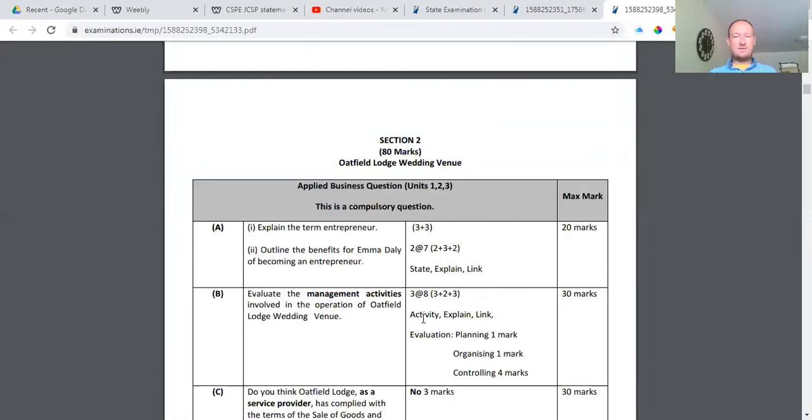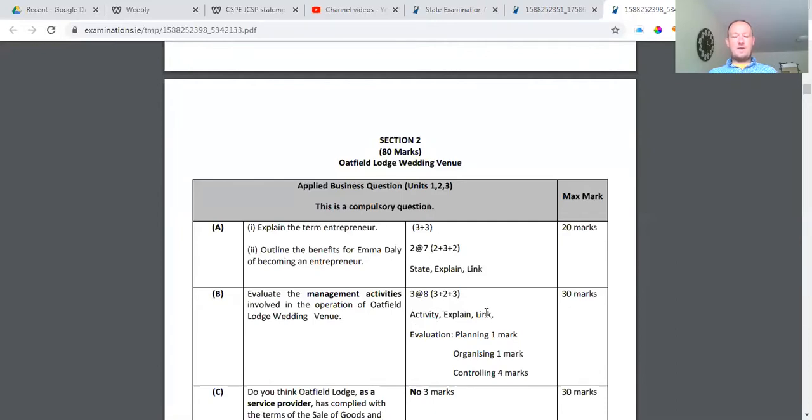So the activity is just another word for a state. You're getting 3 marks for stating organization. You're going to explain it then, and you've 2 marks going for that. And then you're going to link it back, and that's going to be 3 marks. Often an explanation would have more marks than 3, but this one is just 2. So the link is a lot of marks, your 3 marks there.